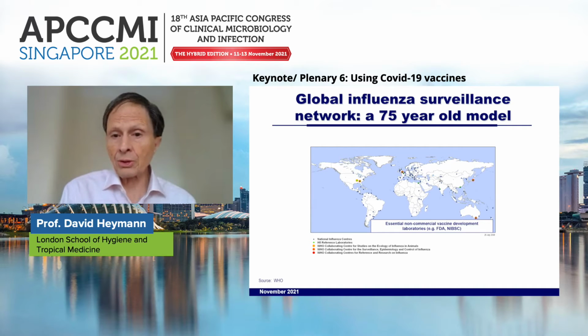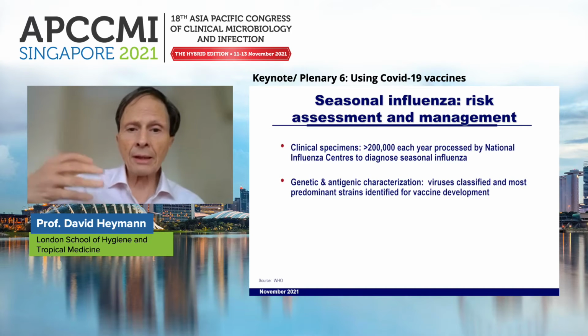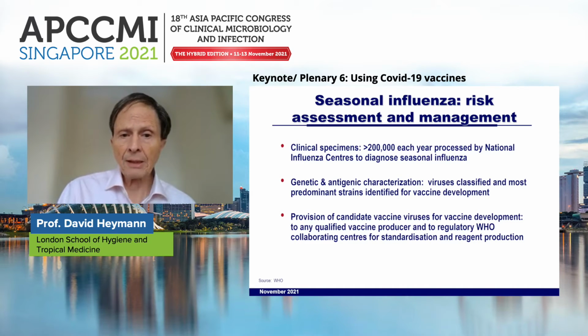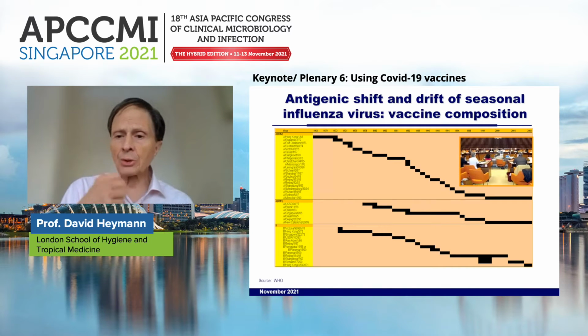Well, we need to do global surveillance for the variants, and there's a good model, and that's the influenza model of WHO, which has over 120 laboratories around the world. Those laboratories are taking clinical specimens of persons with influenza-like illness, about 200,000 a year. They're making sure that those viruses that are influenza are sent off to collaborating labs for antigenic characterization. There's provision of these vaccine viruses for vaccine development, and there's a development of diagnostic tests that are provided to countries.